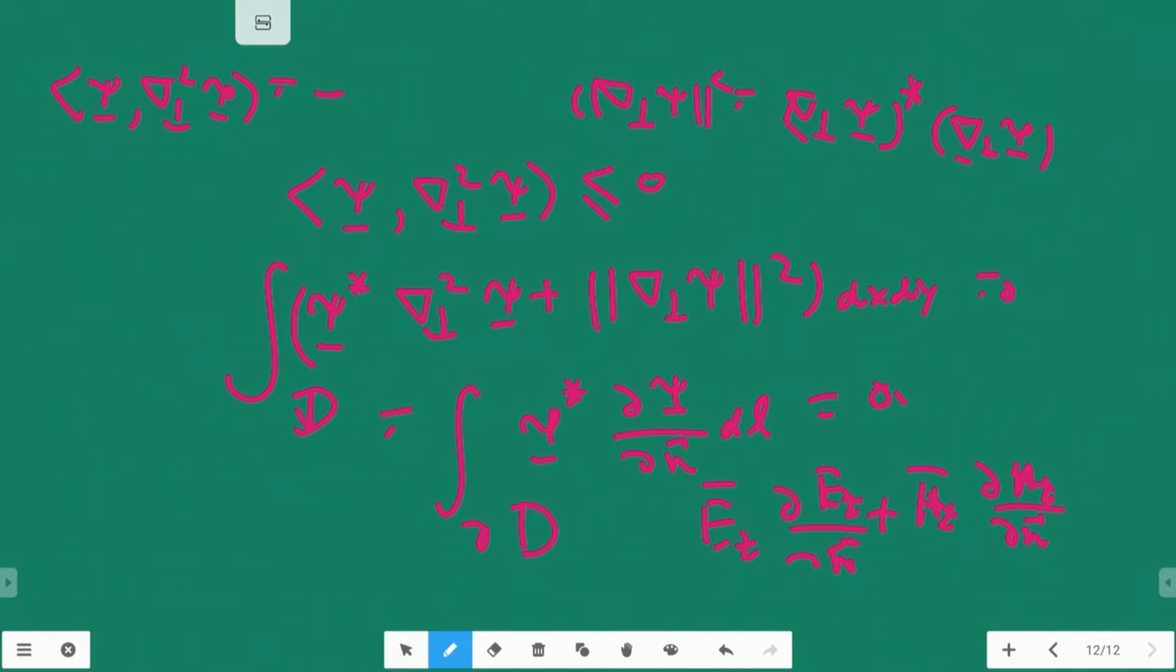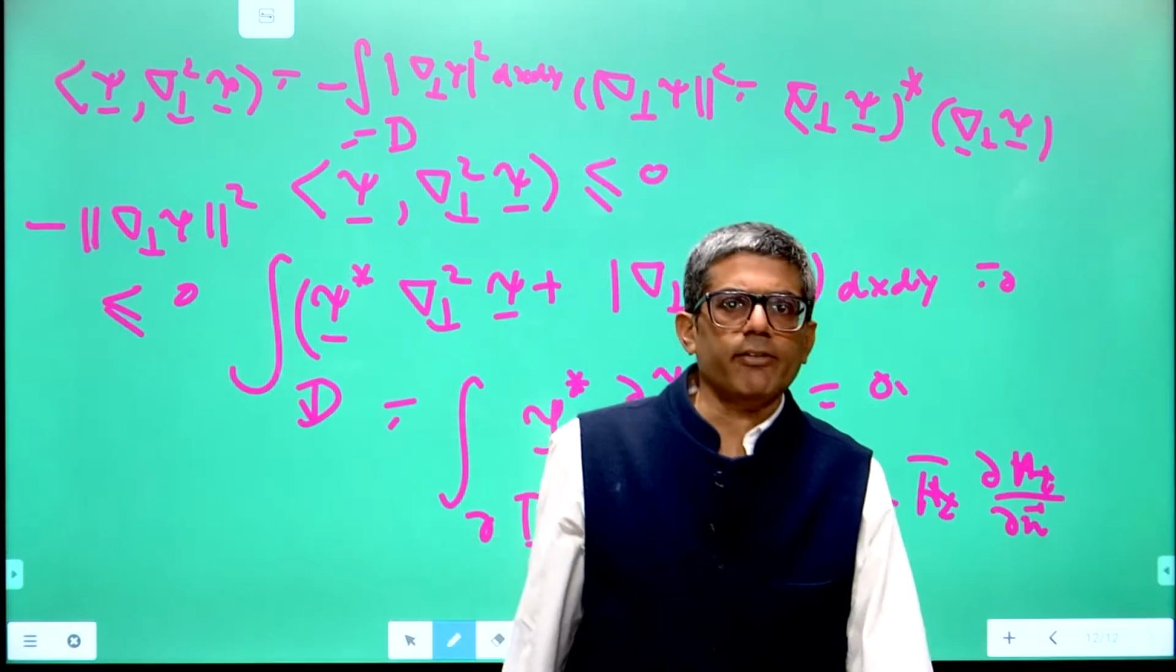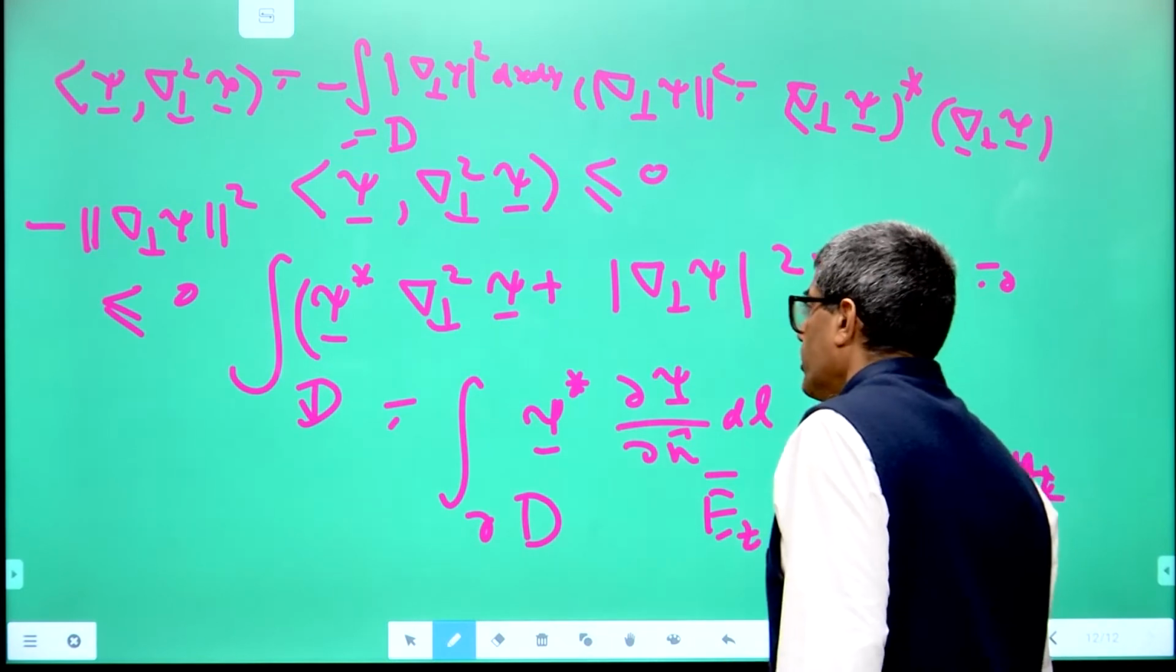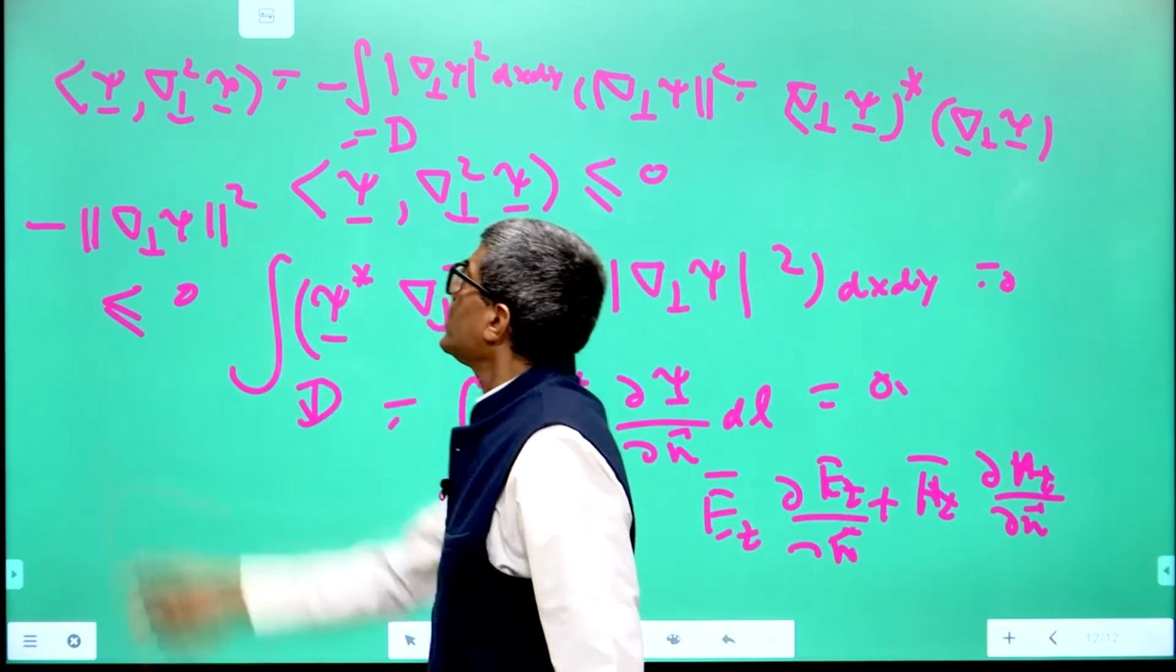minus of the integral, let us use a single mod to denote the length of the vector. So this is equal to minus of the integral of del perpendicular psi square dx dy, which is equal to minus of the norm of del perpendicular psi square. Norm means you integrate the modulus over the entire cross sectional region, and this is always less than or equal to 0. So this shows that del perpendicular square is a negative definite Hermitian operator.